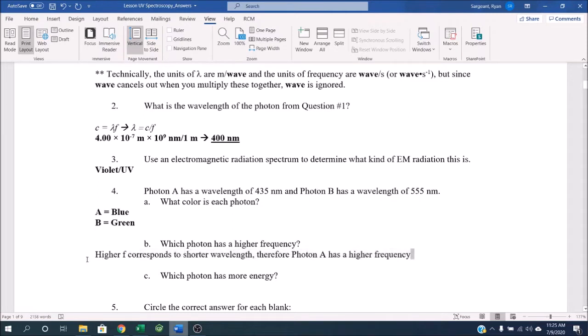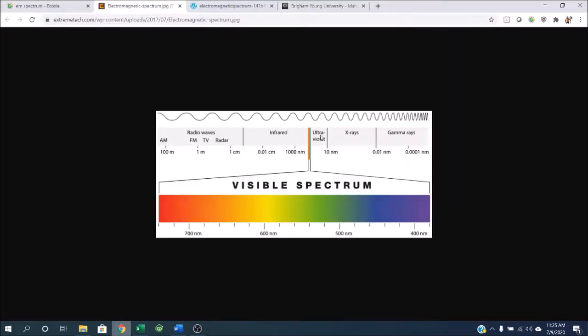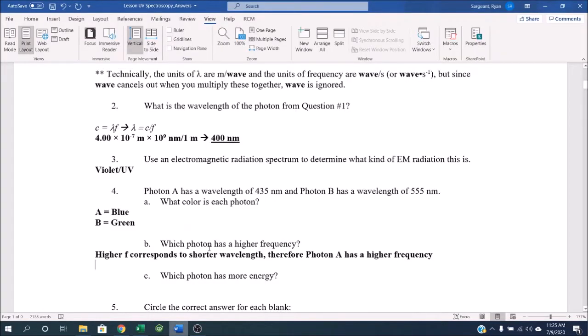And this is an important relationship, and you should be able to bounce back and forth in your mind. So if you see, going back to this diagram, that this corresponds to things with shorter and shorter wavelengths, and therefore corresponds to things with higher and higher frequencies.